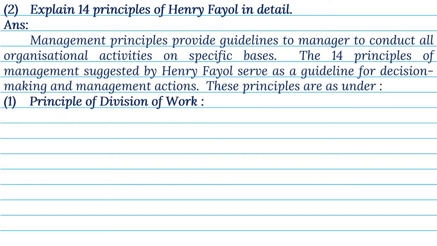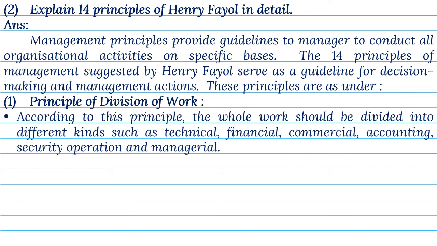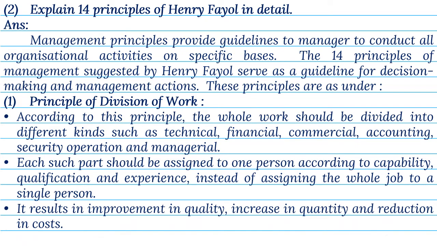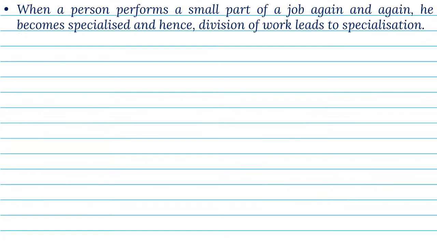1. Principle of division of work. According to this principle, the whole work should be divided into different kinds, such as technical, financial, commercial, accounting, security operation, and managerial. Each such part should be assigned to one person, according to capability, qualification and experience, instead of assigning the whole job to a single person. It results in improvement in quality, increase in quantity, and reduction in costs. When a person performs a small part of a job again and again, he becomes specialized, and hence, division of work leads to specialization.